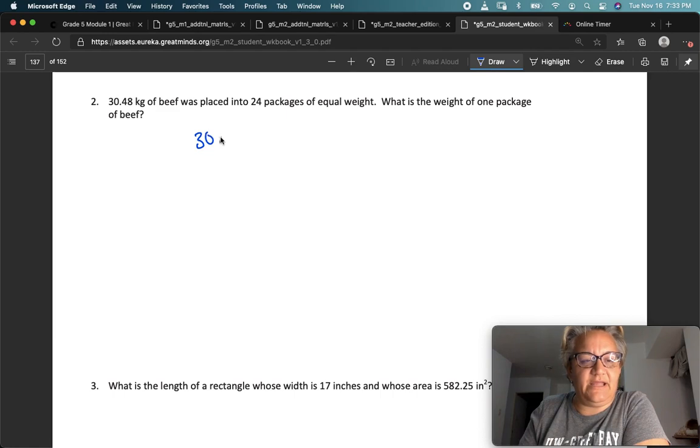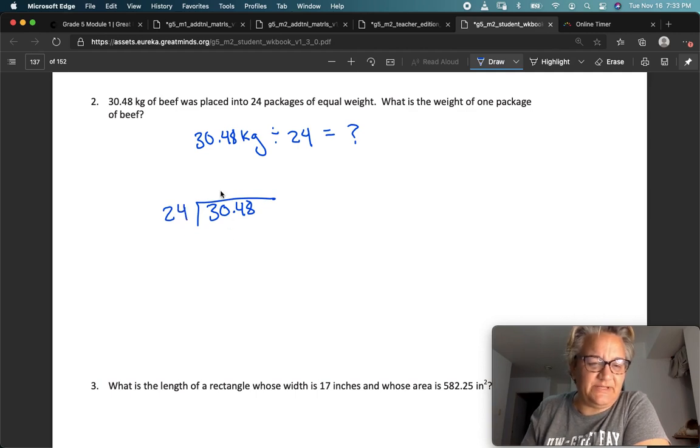So we've got 30 and 48 hundredths kilograms divided into 24 packages. Okay, so let's rewrite that as 30.48, with 24 on the outside. 24 goes into 30 one time. Then I've got 6 left over. Bring down the 4. I think I can get that into there, not 3 times, but definitely 2. 2 times 4 is 8. 2 times 2 is 4. Now I've got 16.